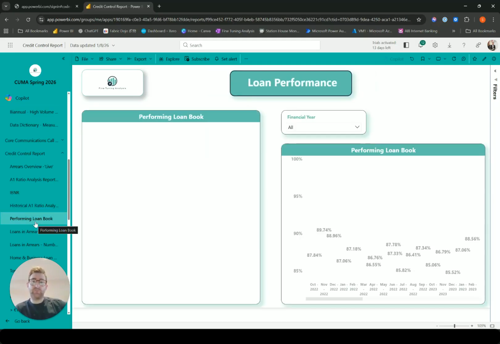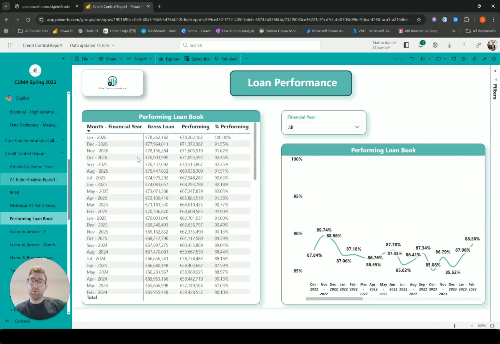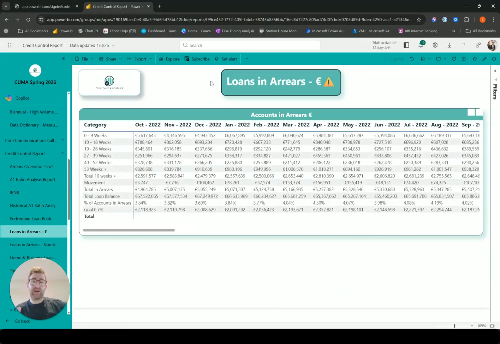We have a performing loan book here where we can see what percentage of our loans are performing. I'm not going to go into detail on the formula behind that, but we have a formula built to calculate a performing loan. And we have the loans in arrears in terms of the value of them.